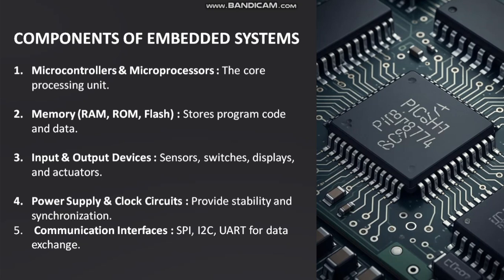What are the components of embedded systems? An embedded system is made up of several important components. The microcontroller or microprocessor is the brain of the embedded system. It controls all the operations. Memory is used to store the program and the data. Input devices like switches, sensors, and keypads are used to give commands. Output devices like LCDs, LEDs, motors, and buzzers display or perform actions. Power supply provides energy and clock circuits maintain synchronization. Communication interfaces like UART, SPI, and I2C help in data exchange between devices.